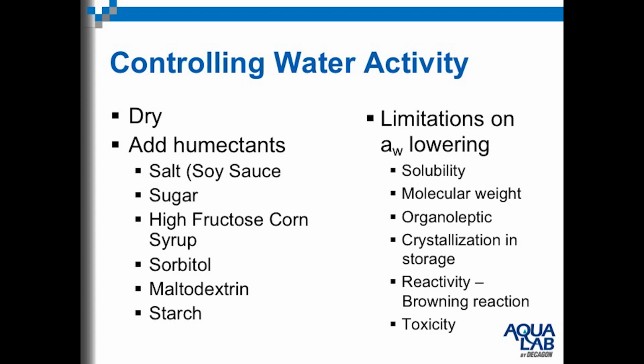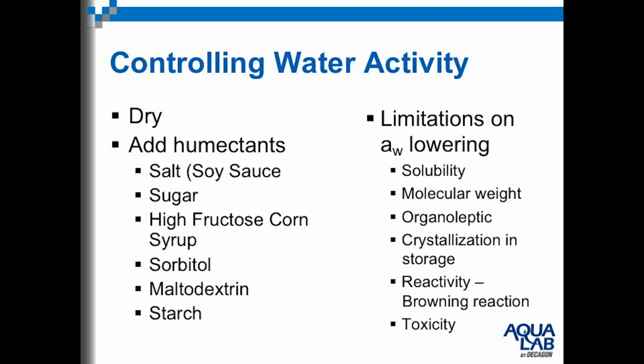And these are unique to each type of product. So the amount of water that you remove isn't going to result in the same water activity in two different products. So that has to be well understood for your particular product to know how that drying process can be optimized. Another way to lower water activity is to add humectants.